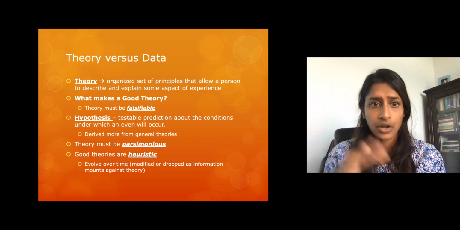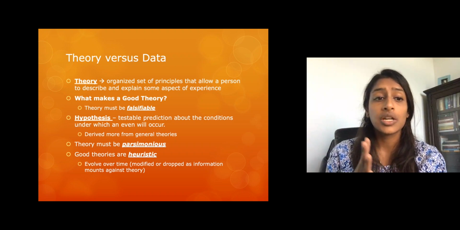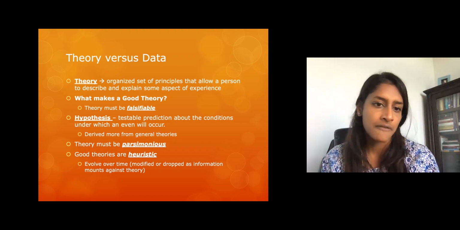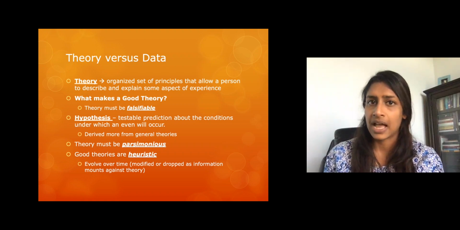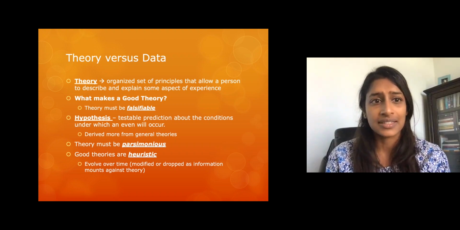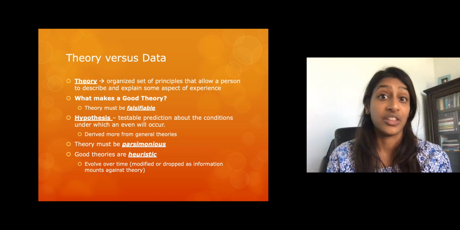And a good theory, going back to this heuristic, should be able to evolve over time. We should be able to modify it. We should be able to drop information that mounts against the theory. And this is ultimately what creates a really, really good theory.